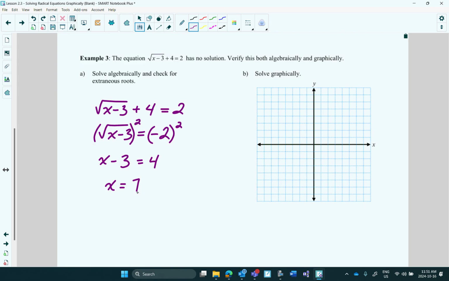X equals 7, so I'll do 3 first. Doesn't really matter what order they're going. Now I gotta check. Does the square root of 7 minus 3 plus 4 work out to 2? What is the square root of 7 minus 3? 2 plus 4 gives me 6 on the left. No, that does not equal 2. Therefore, what's the solution? There is none. No solution.